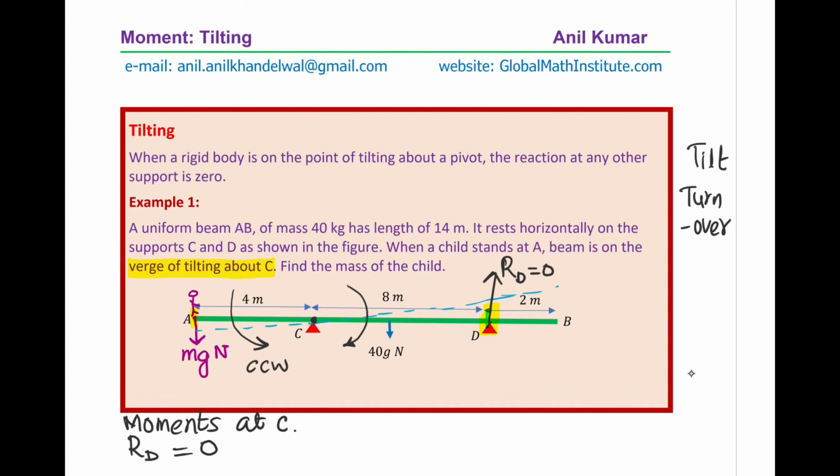Now, the question becomes extremely simple. It says a uniform beam AB of mass 40. So this mass of 40 is acting right at the center. Since the total length is 14 meters, it is 7 meters from this particular point, correct? So it is 7 meters from here, right? So this is midway.